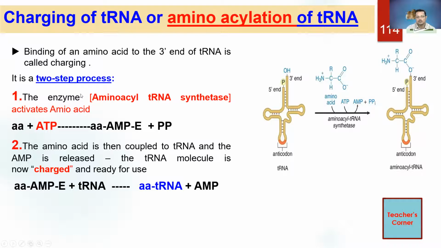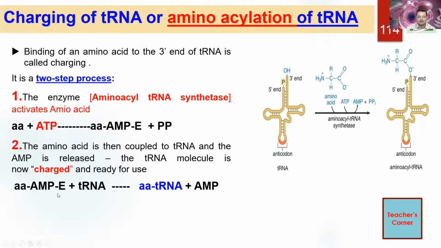It's a 2-step process. The enzyme, as I said, aminoacyl tRNA synthetase, activates the amino acid. So the amino acid binds with ATP to form an aminoacyl-AMP enzyme complex, and pyrophosphate is released. That's the first part. You'll find the amino acid is coupled to the transfer RNA and AMP is released. The charged tRNA molecule is now ready for use.